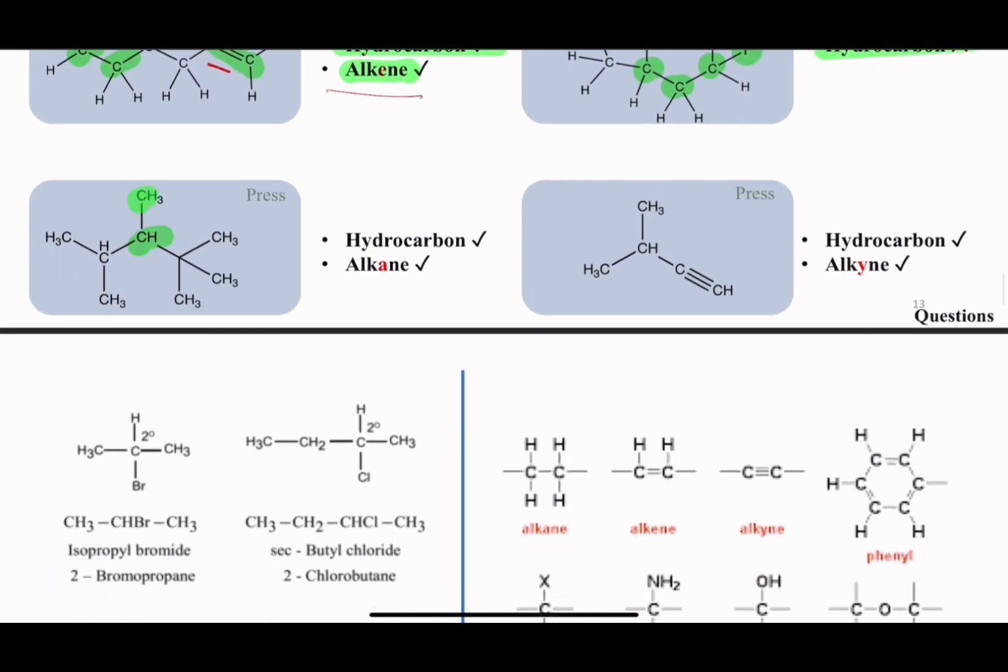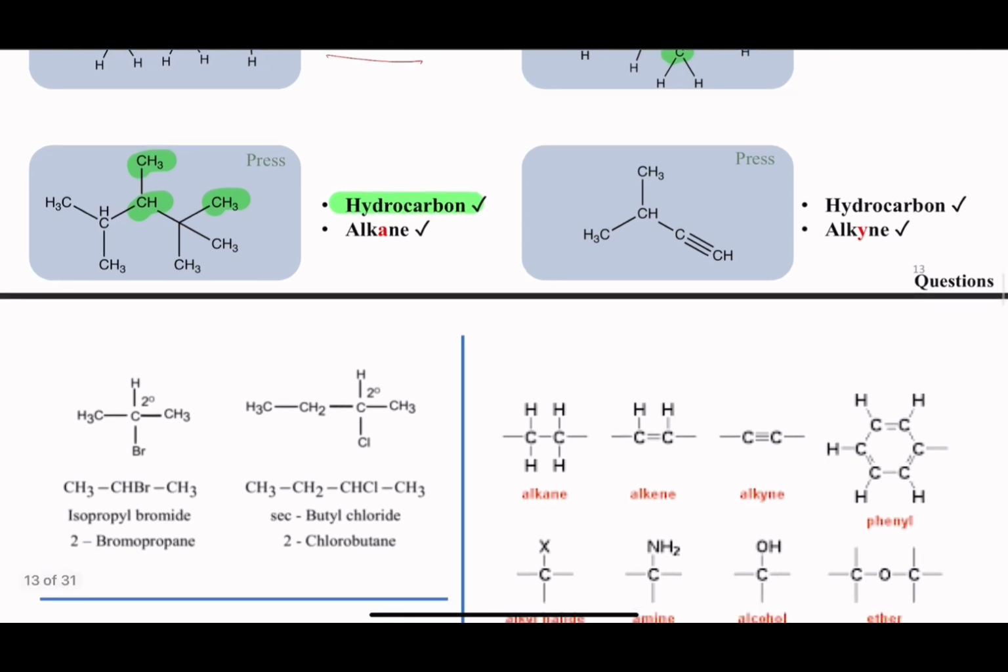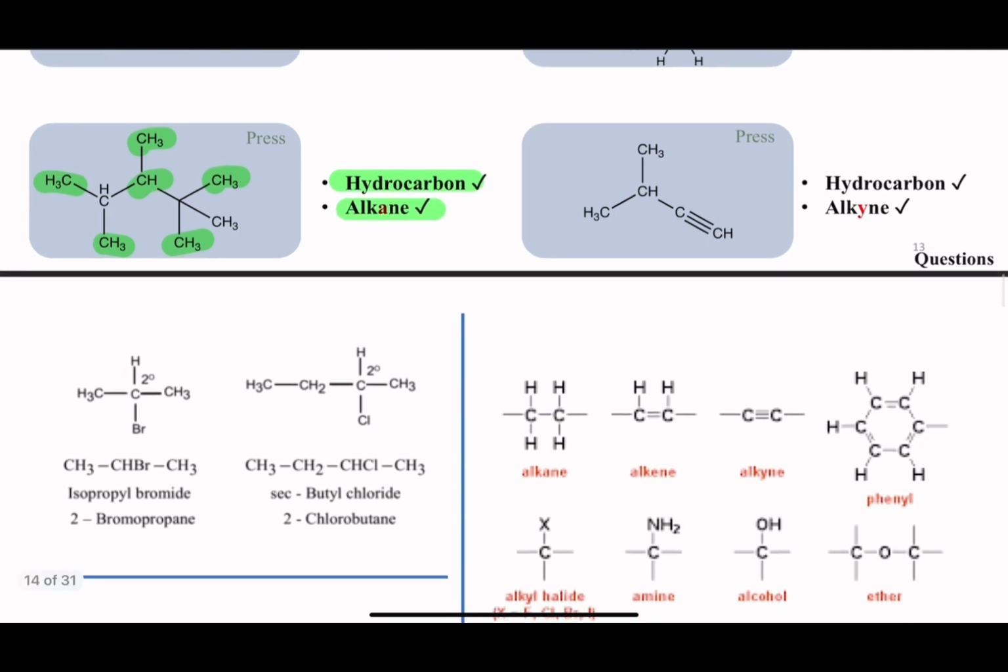This guy is a hydrocarbon because I only have hydrogen and carbon, and because everywhere I have a single bond, it is called alkane. But this guy in here is alkyne because it has a triple bond, and it is hydrocarbon because I only have carbon and hydrogen in here.